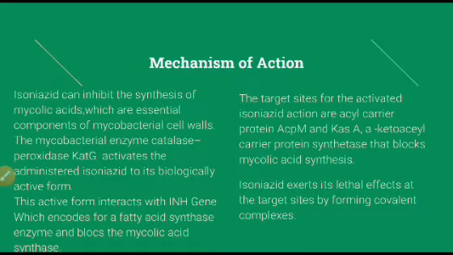Here you can find that isoniazid can inhibit the synthesis of mycolic acid, which is an essential component of the mycobacterial cell wall. How is it doing that? The mycobacterial enzyme catalase peroxidase KatG activates the administered isoniazid to its biologically active form. It means isoniazid is acting like a prodrug. Once it goes in, the enzyme catalase peroxidase KatG converts it into the active form.